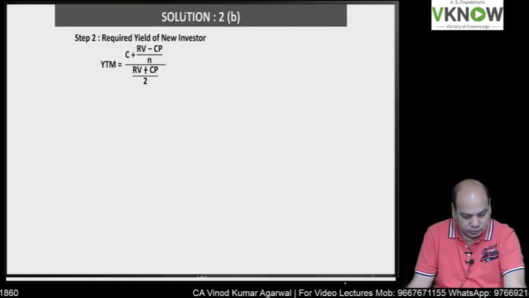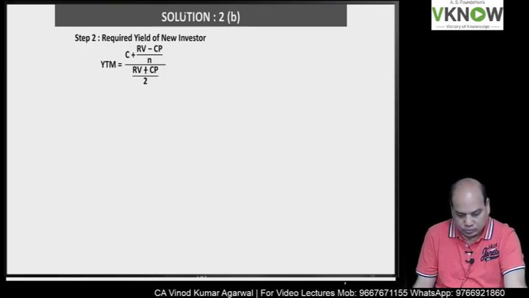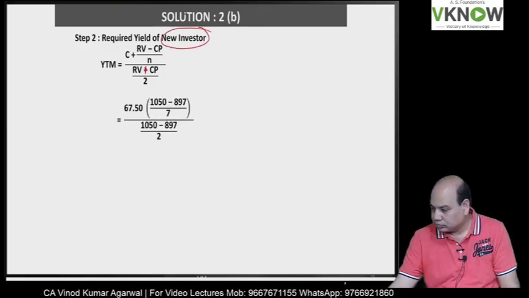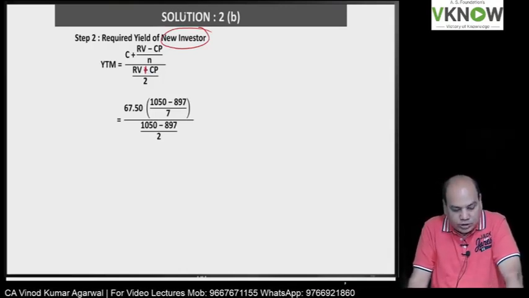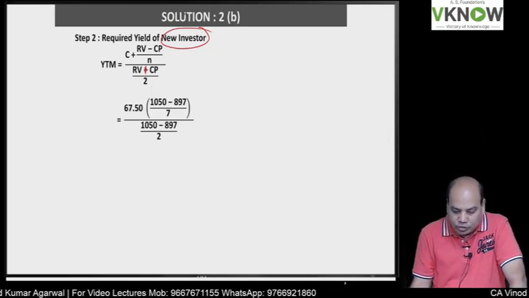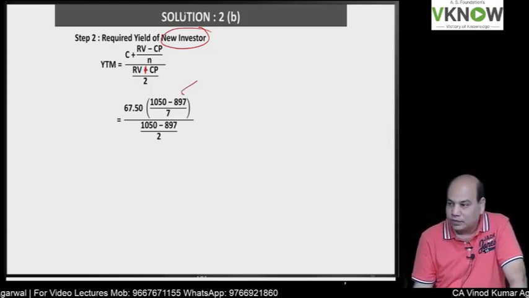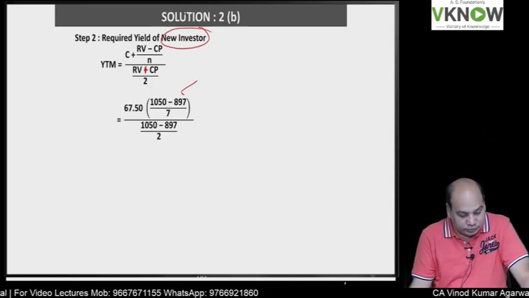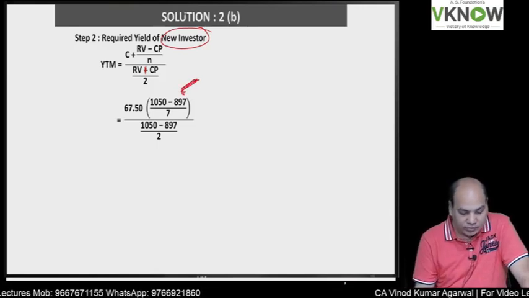I'll just start again. New investor. You have to look at the YTM from the point of view of the new investor. The new investor is going to invest 897 rupees in this bond, correct? So for him, the amount he is going to invest is 897.